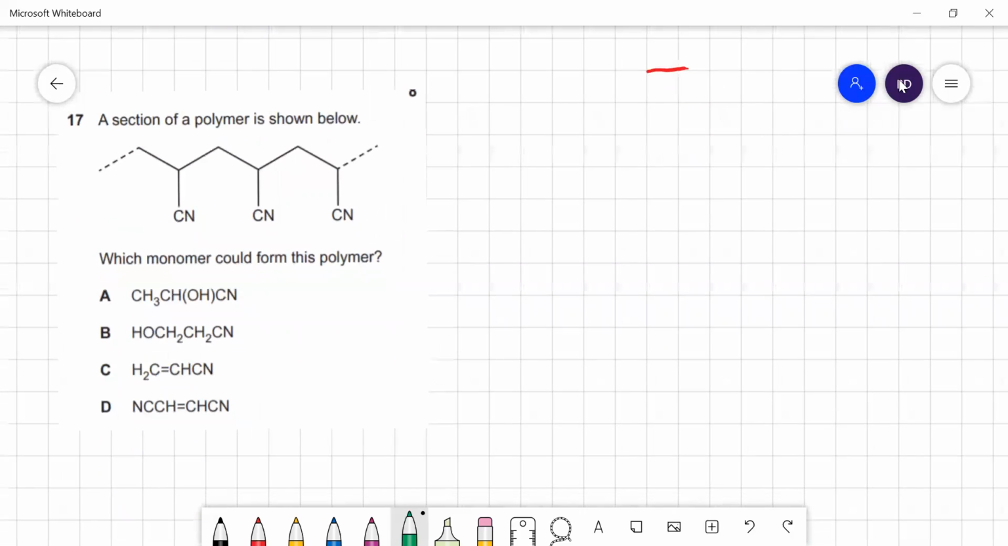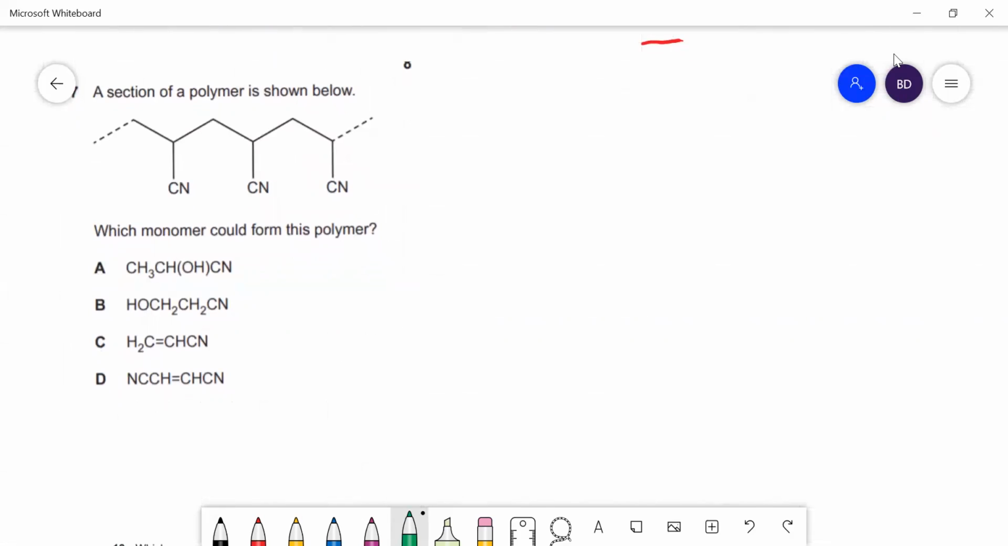So A is the correct answer. Right, a section of a polymer is shown below. It's going to be an addition polymer, so that means we've got to have a double bond. So it's got to be either C or D. Okay, so let's see what would happen if you had C polymerizing. So I've got two carbons with a double bond, and on this carbon I've got two hydrogens. On this one I've got a hydrogen and a nitrile or cyanide group. Okay, well, how is that going to polymerize? I'll draw another one next to it.